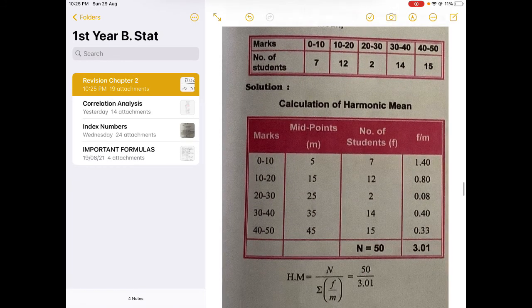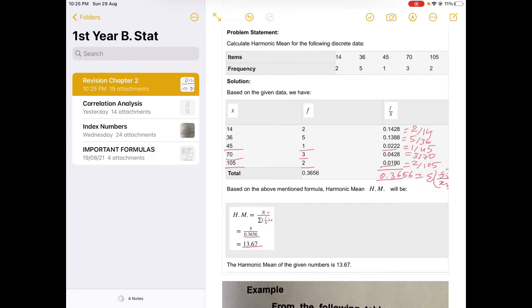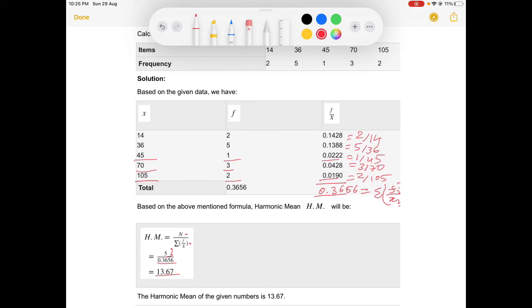I feel there is an error here. In this example, they should have taken the sum of all the frequencies instead. So my observation is that they have made an error here in the example. The n value should have been equal to 2 plus 5 is 7, plus 1 is 8, plus 3 is 11, plus 2 is 13.